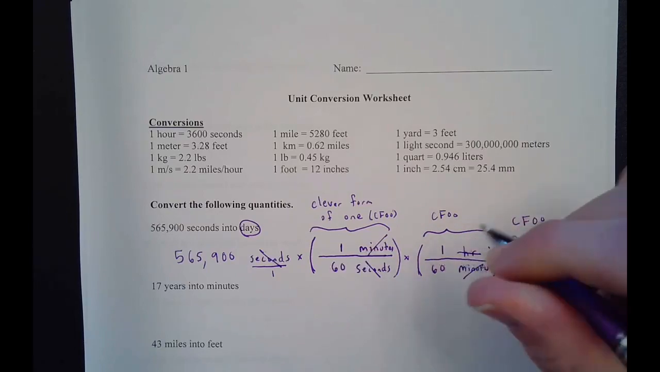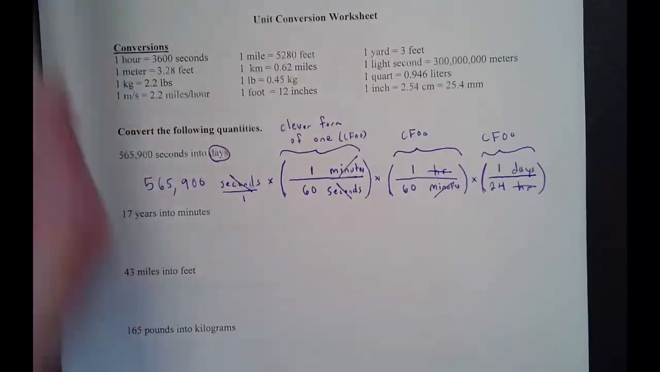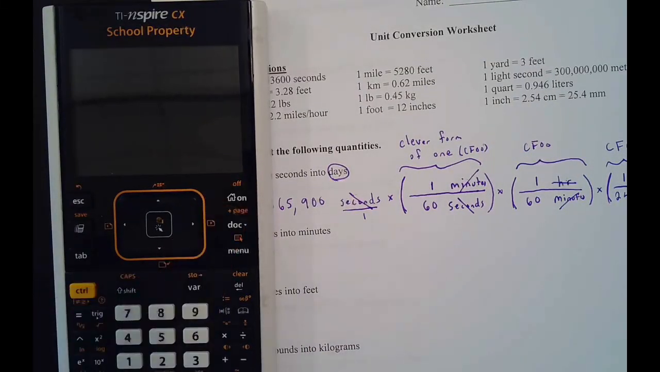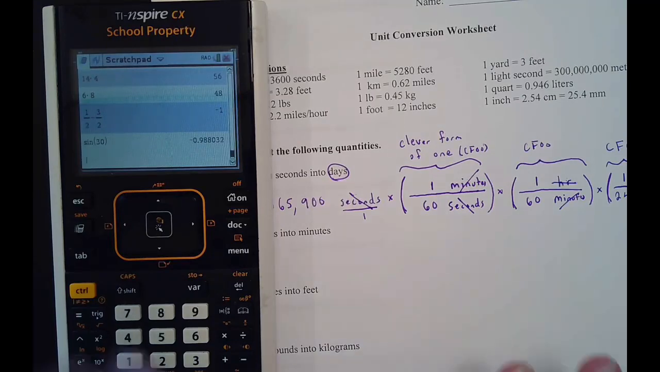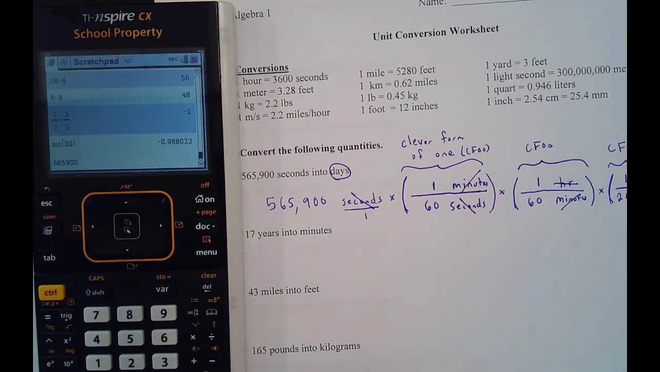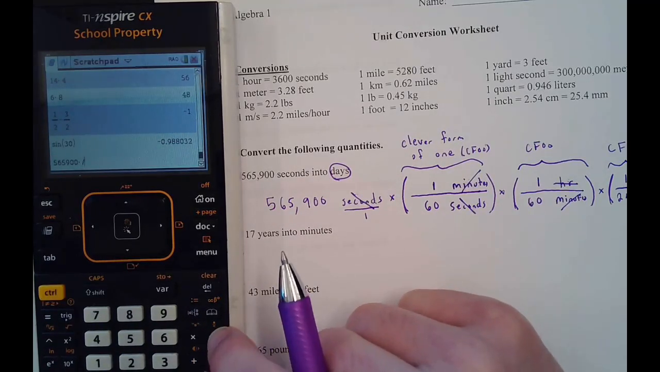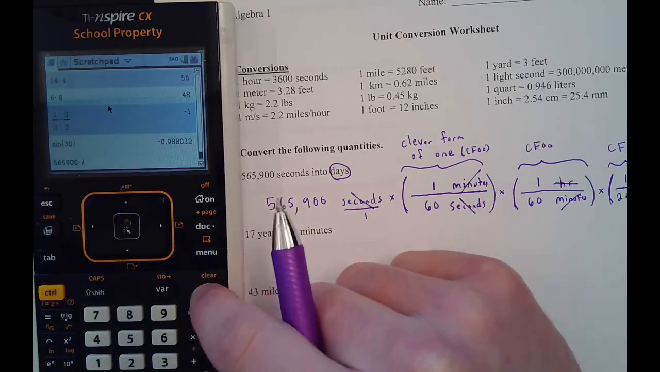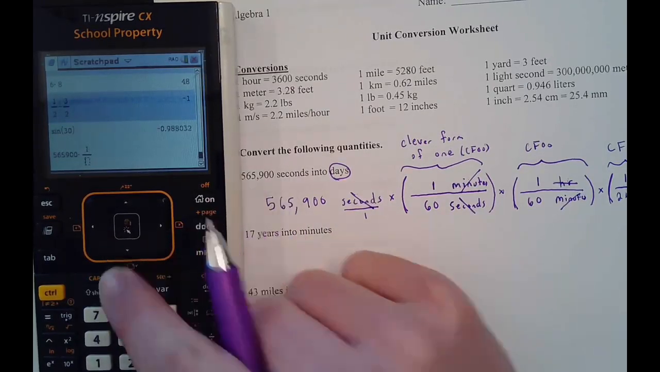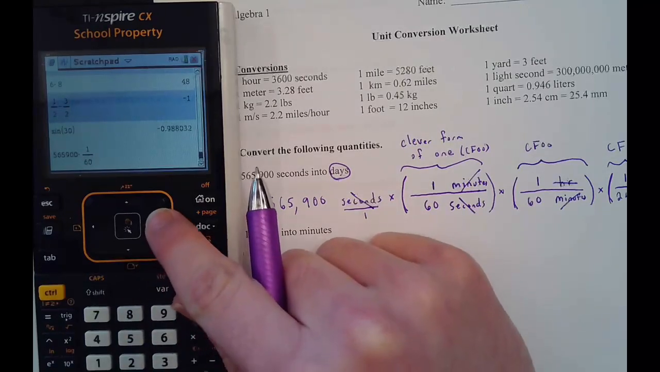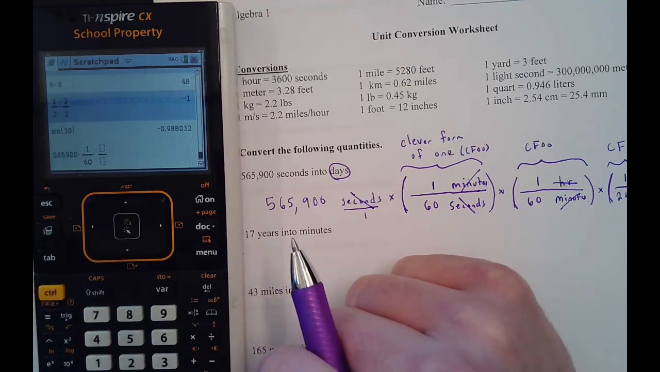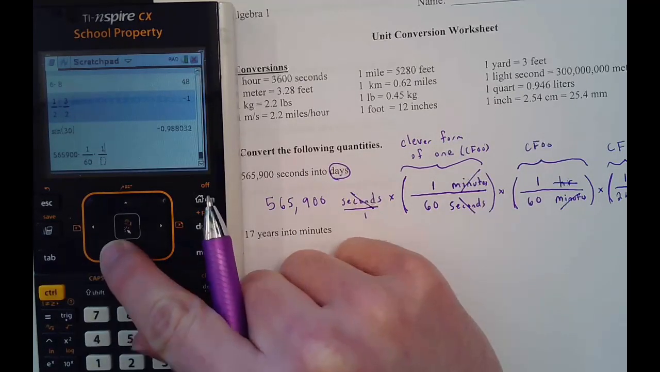And so I'm ready to now grab my calculator and do some calculating. I'm going to turn my calculator on. I'm going to start with the number, 565,900, and I'm going to multiply by all of those conversion factors. So times, get our fraction going. That'll be control fraction, which gives me the fraction. It'll be 1 divided by 60. Move out of that. Times, again, control division sign gives me the fraction bar. We can do 1 divided by 60 again.